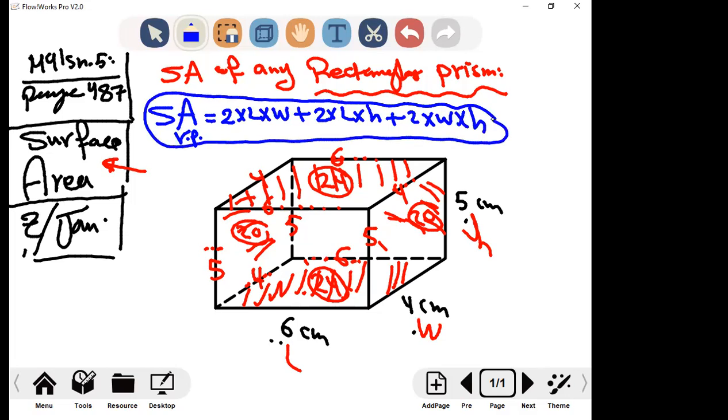This formula which I write here is used only to find the surface area of a rectangular prism. Do you understand? 2 by length by width, 2 by length by height, 2 by width by height. You have the length, the width, the height. Just write the formula and replace the numbers. And you know where we get these twos, right? Because I have similar, equal areas. Got it? Let's take example 1.